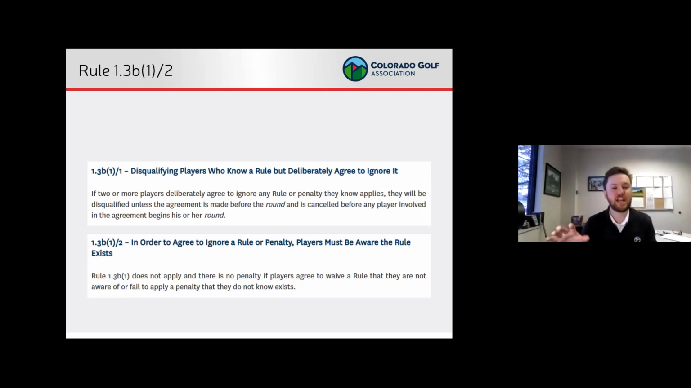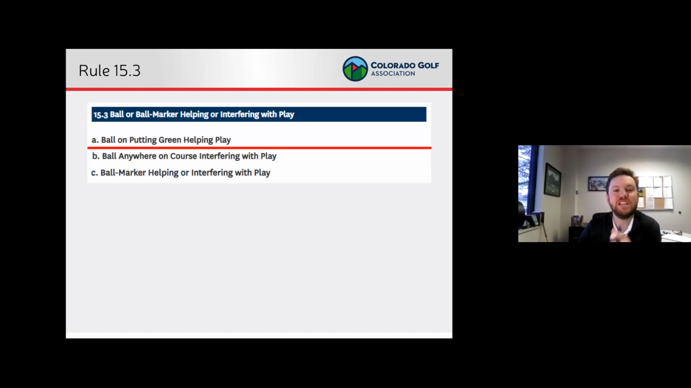So again, this is just giving more clarification to that interpretation that we saw just then about deliberately agreeing and knowing that it's breaching the rule versus, well, we didn't really know, you still did it, so you're going to get penalized. It's just, well, did you know that it wasn't allowed? That's the key here.